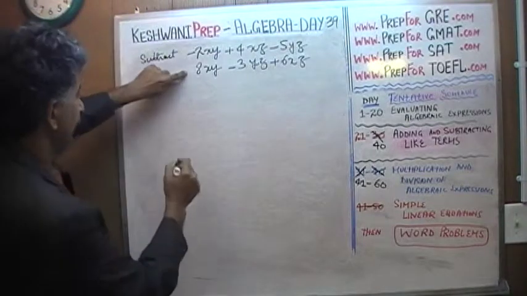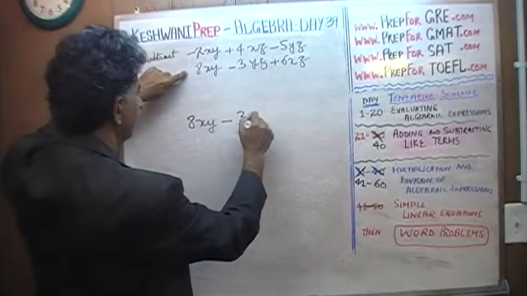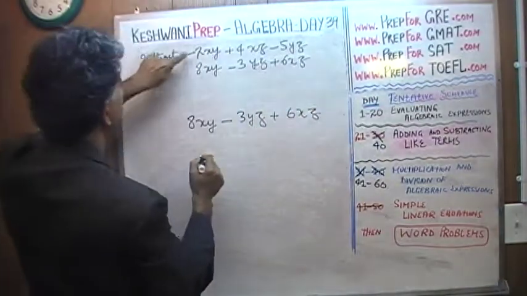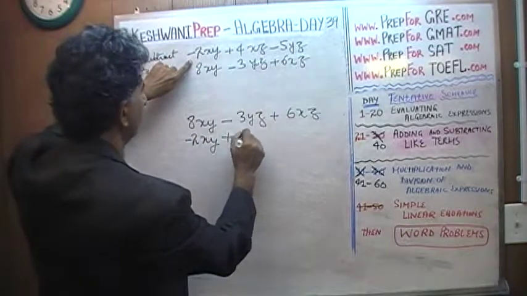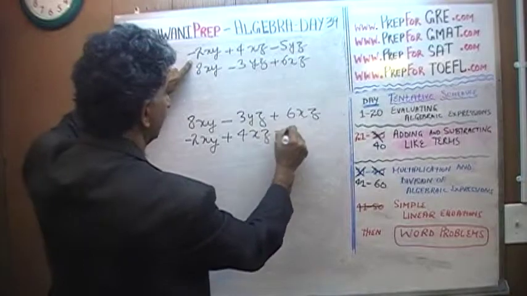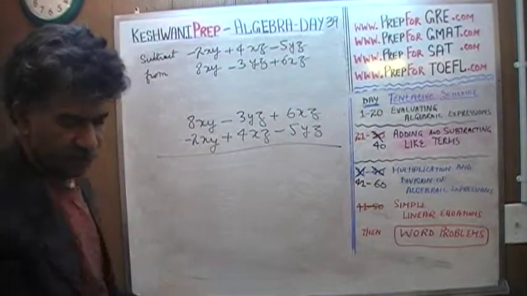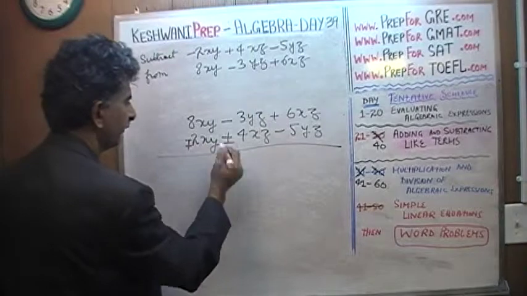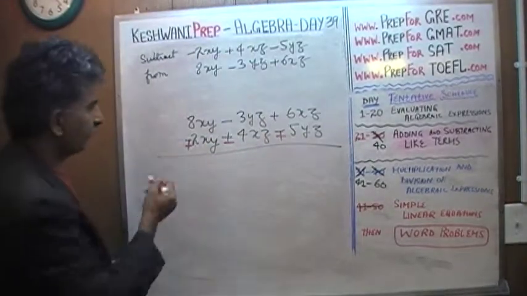So we write the bottom expression first, 8xy minus 3yz plus 6xz, and then we write the top one, negative 2xy, positive 4xz, negative 5yz, and then we have to change the sign of the coefficient of the bottom expression. This negative becomes positive, this positive becomes negative, and this negative becomes positive. And then all we have to do is add up the coefficients.